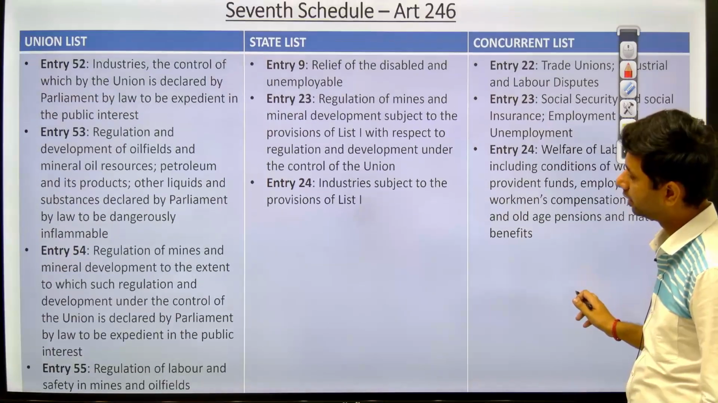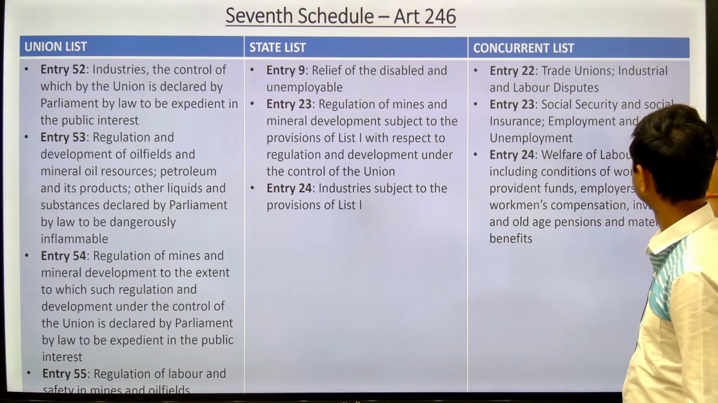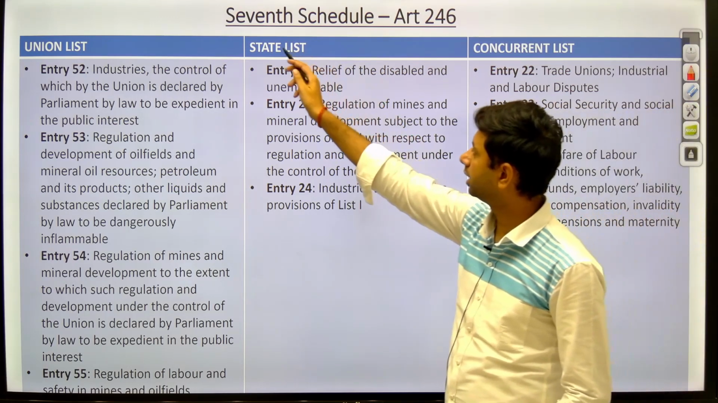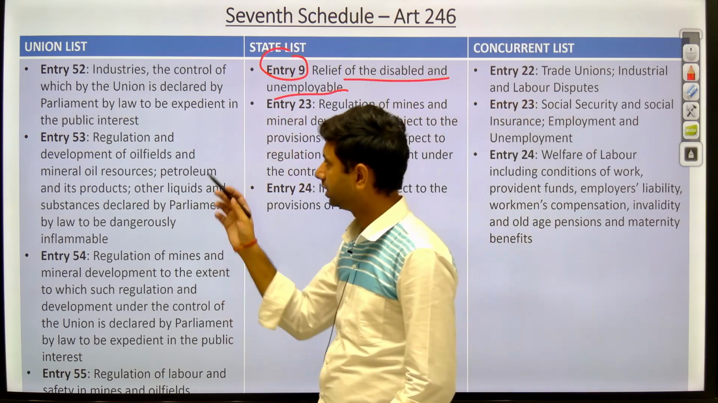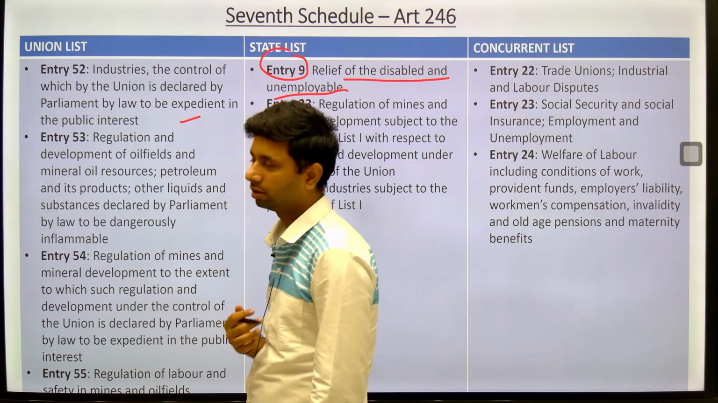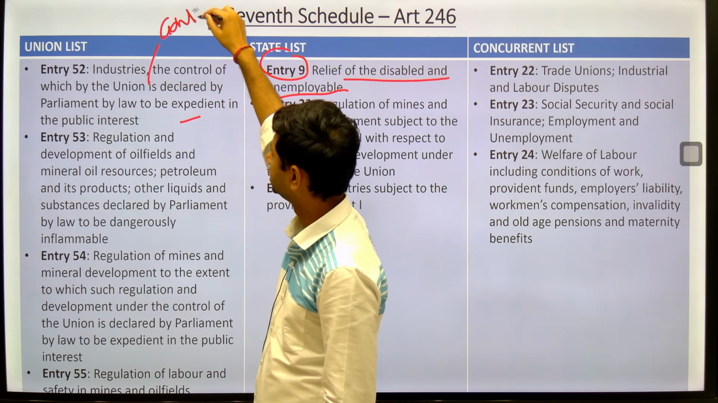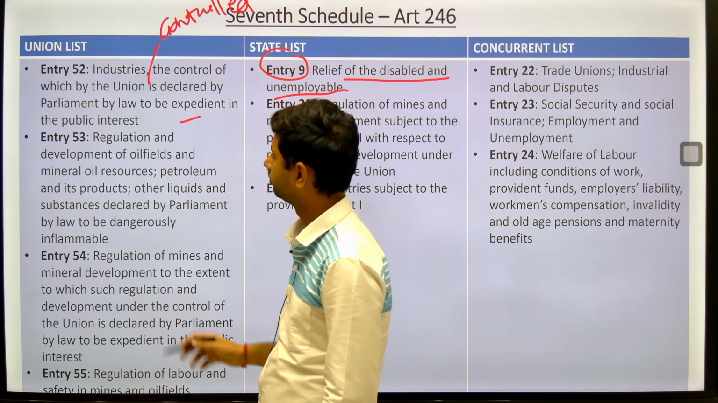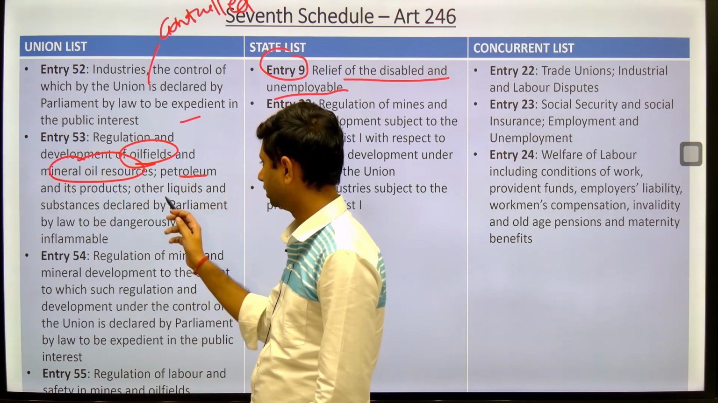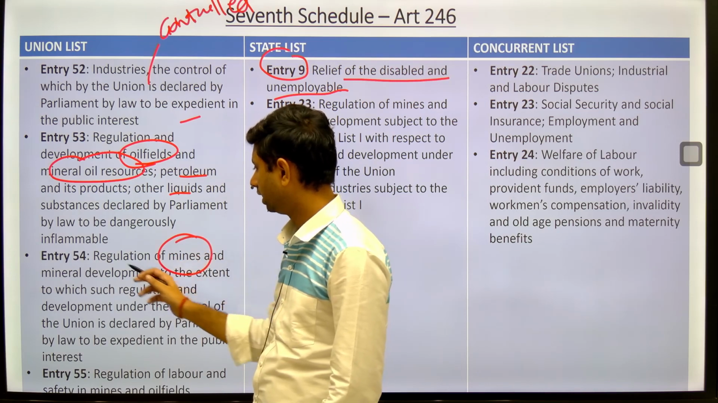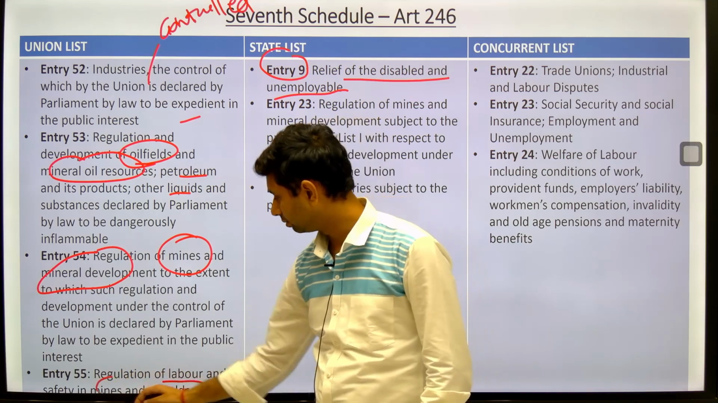These are the entry lists that I have prepared, things which are related to labor. As you can see, entry 9 of state list is relief of the disabled and unemployable, and these are the various entries mentioned under union list. Entry 52 talks about controlled industry, which we did earlier. Regulation and development of oil fields, mineral resources, petroleum and other liquids, regulation of mines and mineral development, and lastly regulation of labor and safety in mines and oil fields.